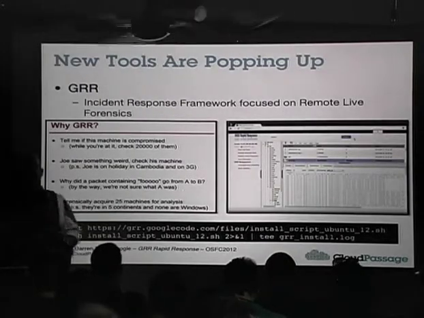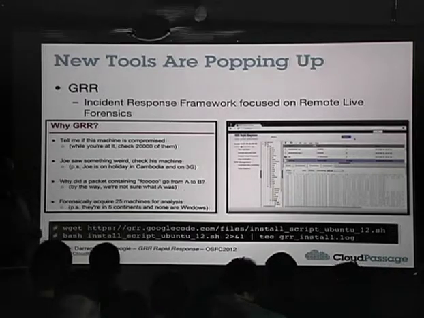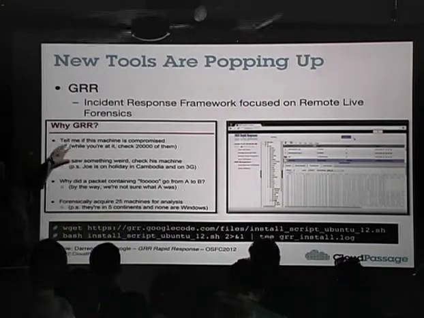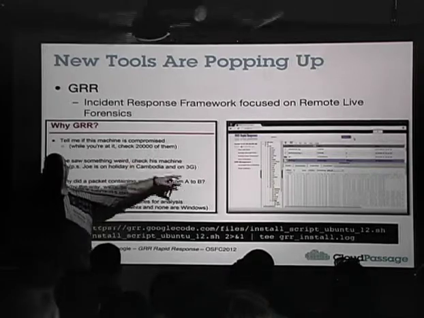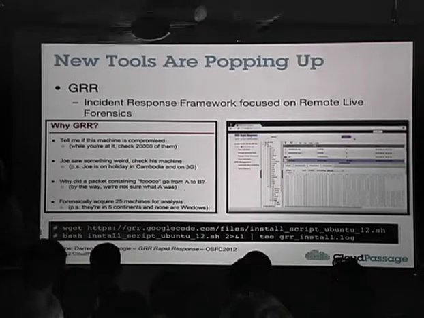Has anyone seen GRR yet? It's pretty cool. It's an ambitious idea. And this really explains it here. Tell me if this machine is compromised. While you're at it, check 20,000 of them. So this is all about the scale of architectures that we have now.